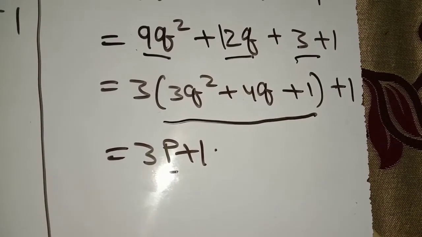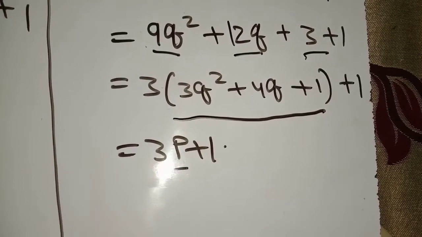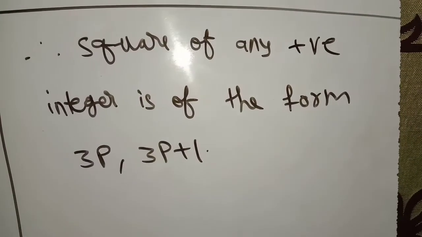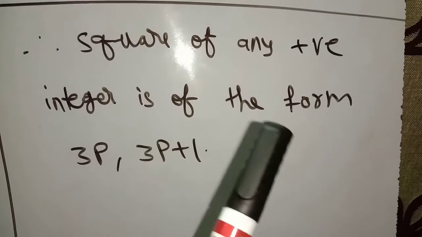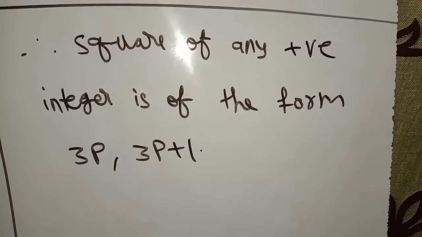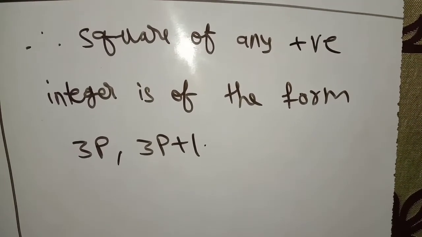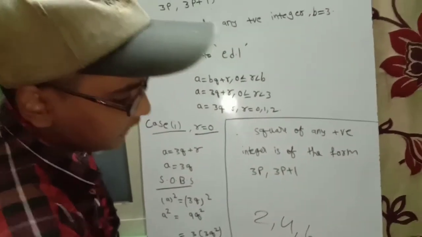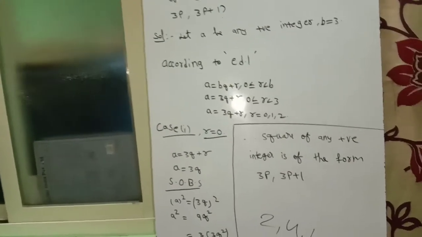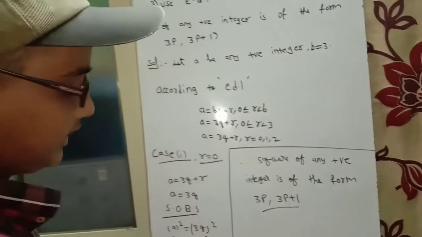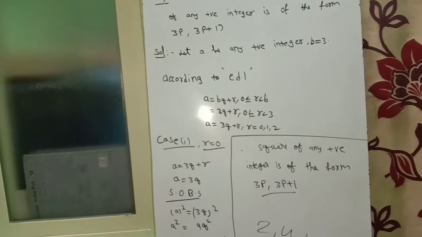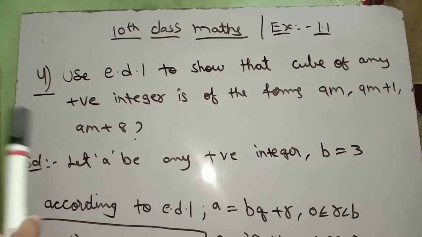So like this, for any positive integer, the square is of the form 3p or 3p plus 1. So friends, if you take any positive integer such as 2 or 4 or 6 and square it, it will definitely be in the form of 3p or 3p plus 1. That's it. Next we are going to the fourth sum. Now we have arrived at the fourth sum.